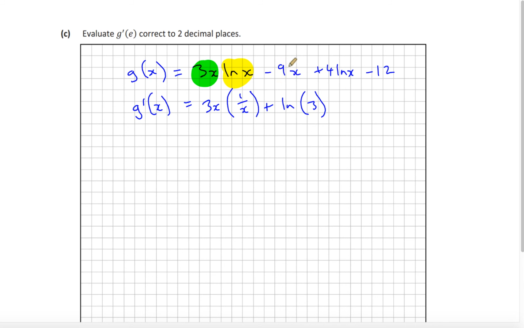Okay, so then I'm going to differentiate this term, minus 9x, the derivative of that is minus 9. And then 4 ln x, the derivative of 4 ln x is 4 by the derivative of ln x, which is just 1 over x. And the derivative of minus 12, a constant, is 0. So there we have our differentiated function.